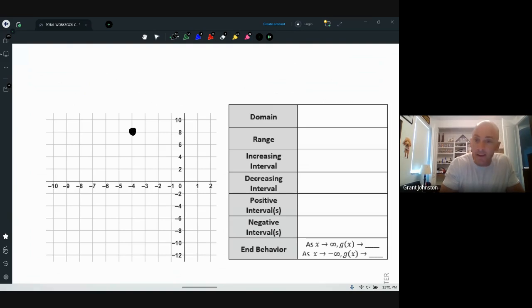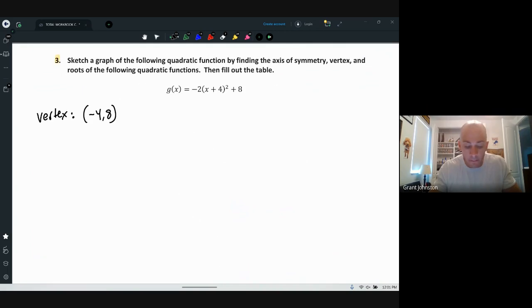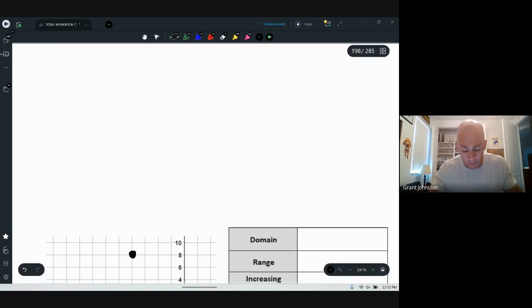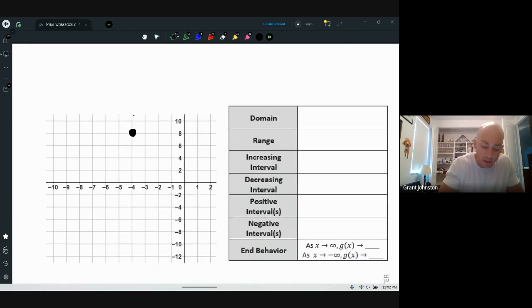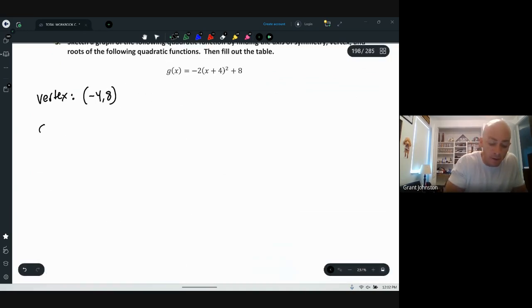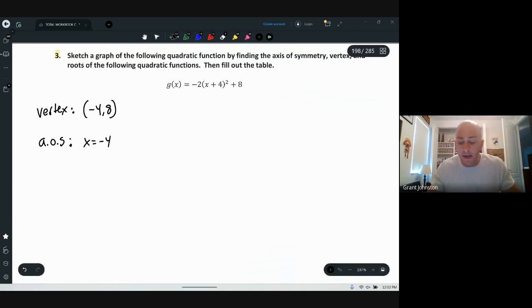And I have an idea that this is going to open down because of that negative leading coefficient. And so the axis of symmetry, though, let's sketch that. Remember, the axis of symmetry goes through the vertex, right? So let me scroll back down to this. So the axis of symmetry is going to be at negative 4. So let me just write that out. Axis of symmetry is going to be at x equals negative 4. So all I really need now is the roots.